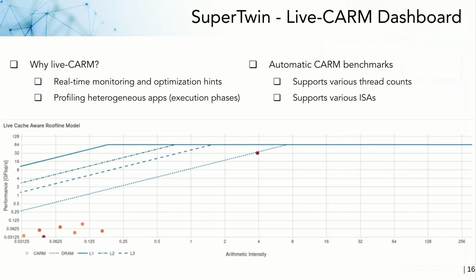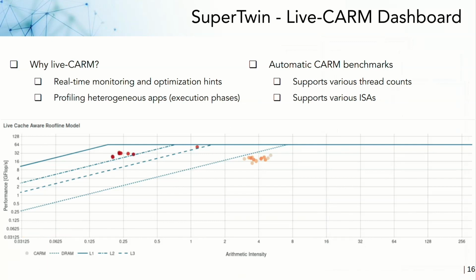The static lines themselves are based on the stored results of the CARM benchmarks that are previously automatically configured, run, and measured by the SuperTwin tool, allowing us to plot the performance of our applications relative to the limits of the system we are running them on in real time. This is great for profiling heterogeneous apps that can have different execution phases with different bottlenecks that need to be addressed in distinct ways. The diagnosis of these issues becomes easier when we can take advantage of the optimization hints that the CARM model is able to give us.